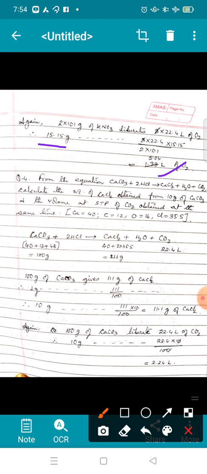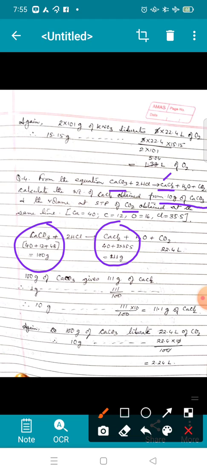Now the fourth question. From the equation, they have already given you the equation: calcium carbonate plus 2 HCl giving you calcium chloride, water and carbon dioxide. Calculate the weight of calcium chloride obtained from 10 gram of calcium carbonate and the volume at STP of carbon dioxide obtained at the same time. So two things again to be found out: the mass of calcium chloride formed from a given mass of calcium carbonate, and also the volume of carbon dioxide liberated. Since the mass of calcium chloride is to be found out, we find the molar mass of calcium chloride. Since the mass of calcium carbonate is given, we find the molar mass of calcium carbonate. Now volume of carbon dioxide is asked, so the molar mass of carbon dioxide is not required.